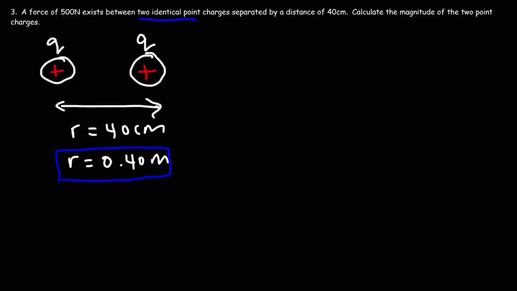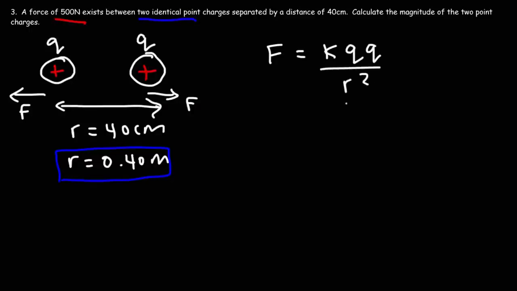Now we have the magnitude of the force that repels these 2 charges away from each other. That's 500 newtons. How can we calculate Q? Well, let's begin by writing the formula. F is equal to K. Now typically we would write Q1 and Q2, but we're going to replace Q1 with Q and Q2 with Q. So Q times Q is Q squared.